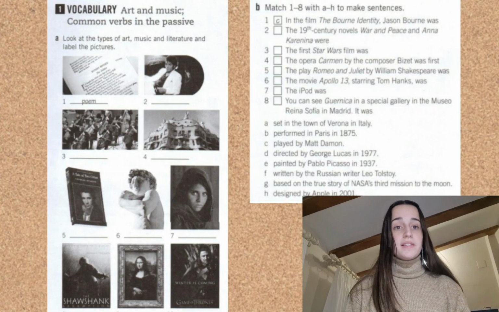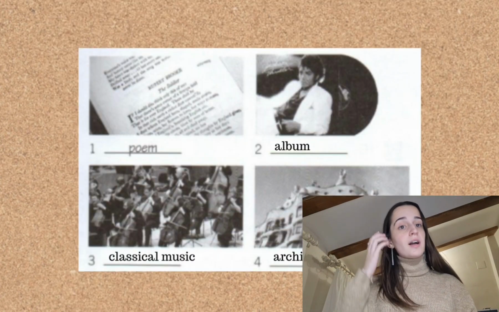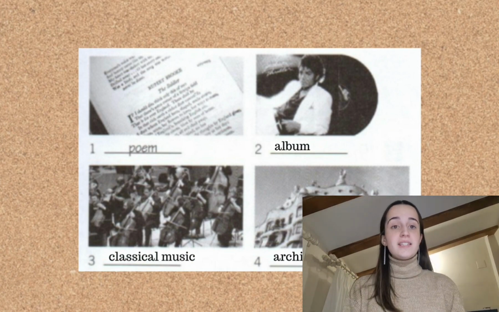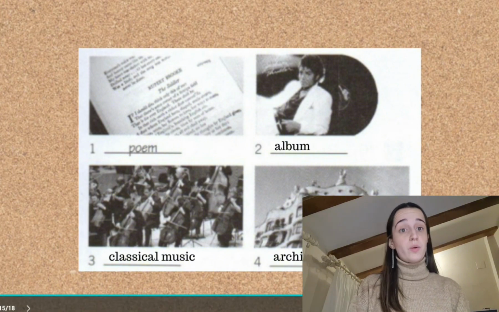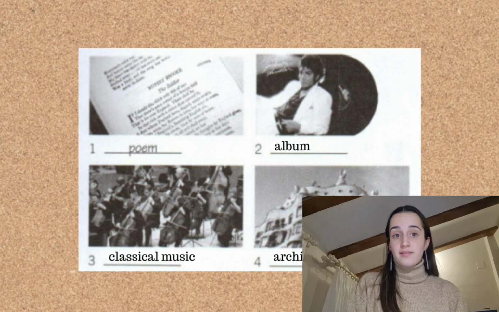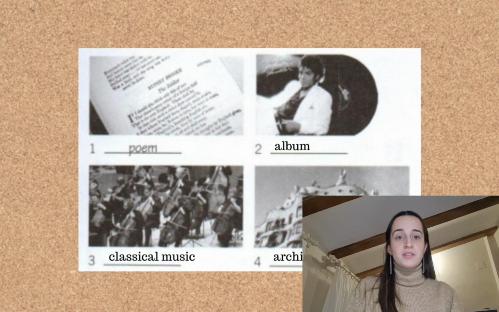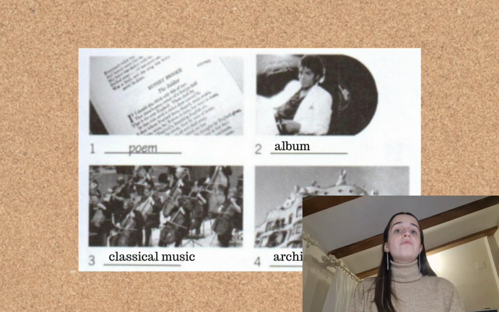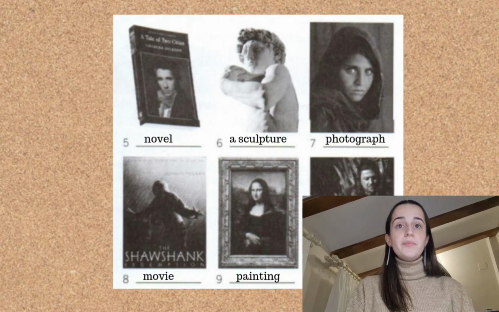So this is the vocabulary exercise: 1A is art and music, and 1B is common verbs in the passive. Now I can do it. And this is exercise 1A of page 46 of vocabulary. Okay, 1 is a poem, that the translation in Spanish is poema. 2, album, the same in Spanish. 3, classical music, música clásica. And 4, architecture, arquitectura. 5 is a novel, novela.